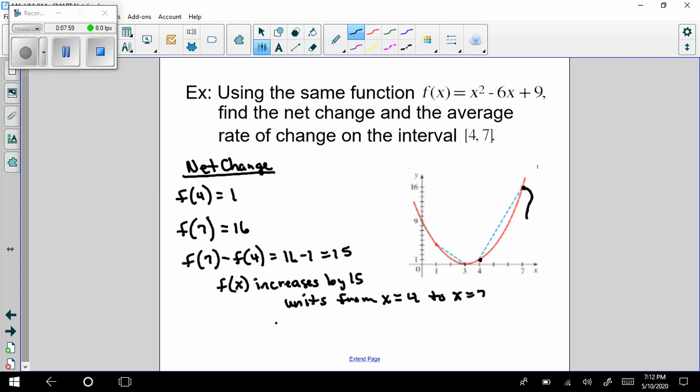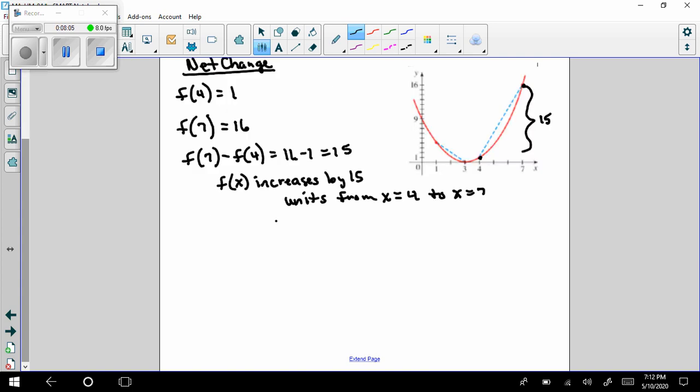So from here to here is a positive 15 units. Okay, so the slope of the secant line, or average rate of change, so keep in mind I have (4, 1) here, and I have (7, 15). So change in y over change in x for slope.